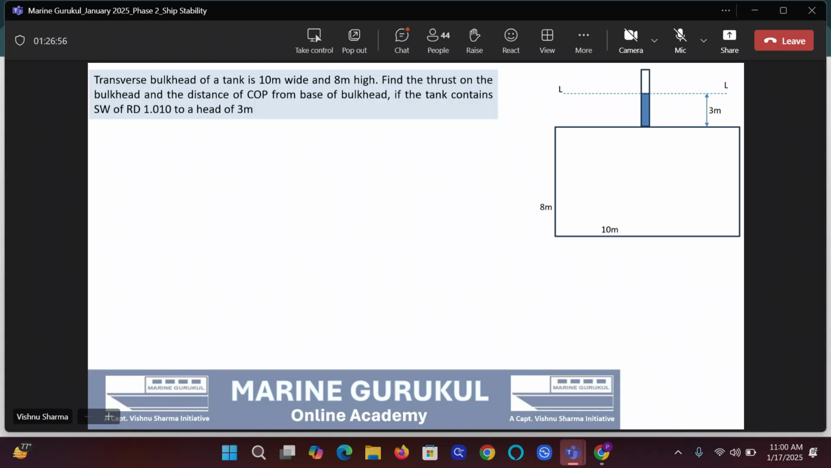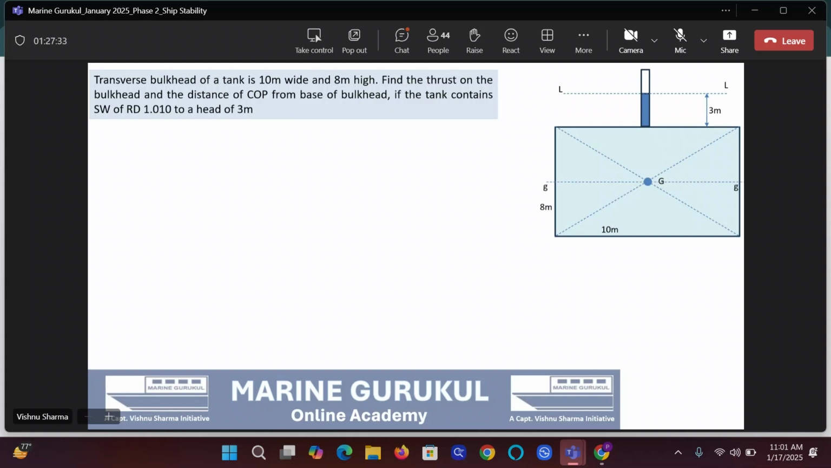To get the thrust, I need the geometric center. We did it a while back. Where is the geometric center of a rectangle? It's the intersection of the diagonals. Correct? Guys, can you tell me what will be DLL, distance of the geometric center from liquid level? Look at the diagram and tell me the value. 7 meters. Very good. Speak with confidence, no? Why were you so apprehensive? 7 meters. This is the immersed area, guys.